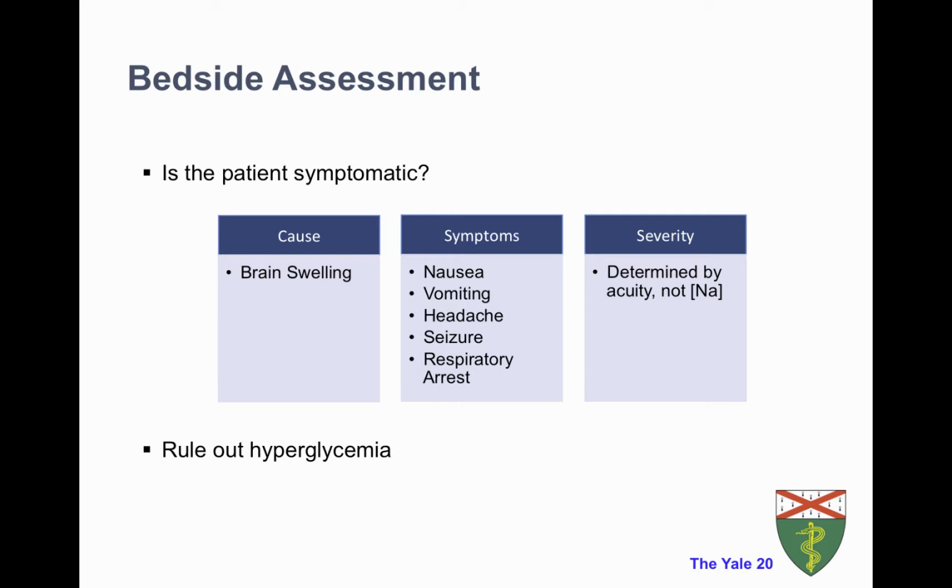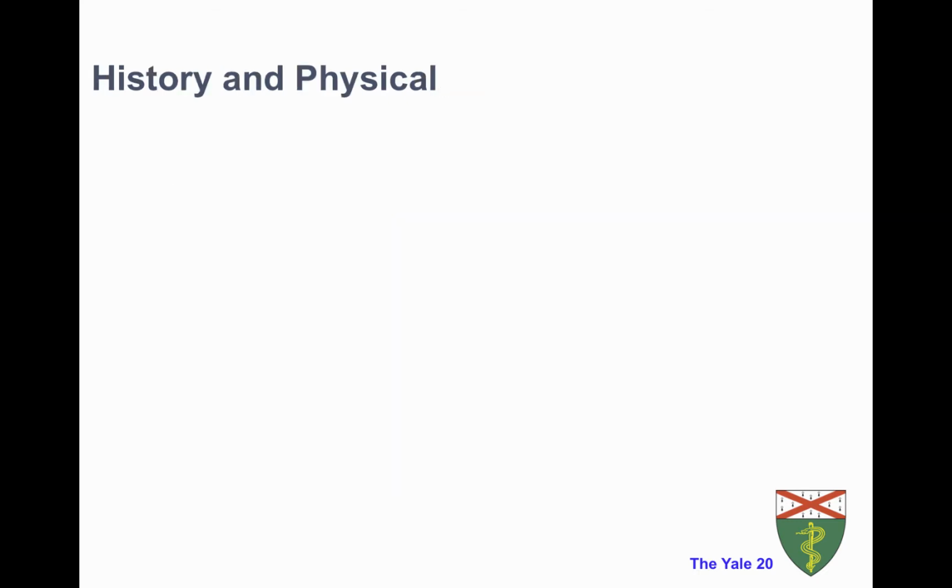Most inpatients have some basic lab work readily available, and if the patient is hyperglycemic, and based on the math we went over before, you determine that the hyponatremia is being caused entirely by hyperglycemia, you determine the cause and you're pretty much done. Next, we move on to the most important part of the assessment, which is the history and the physical.